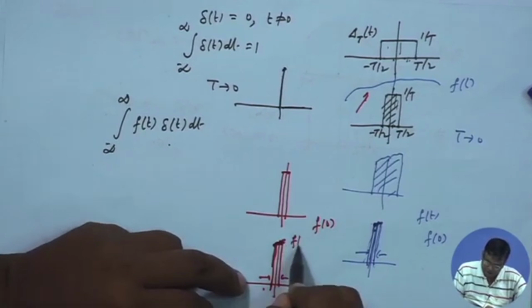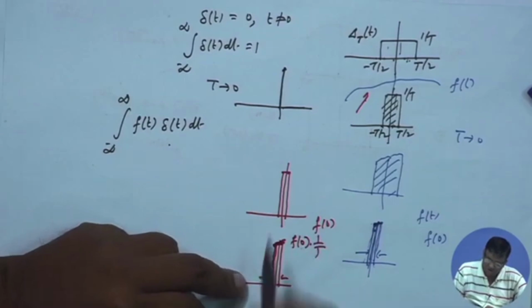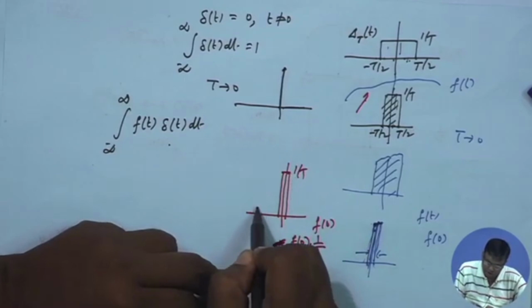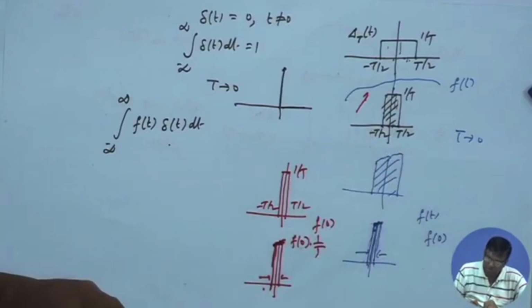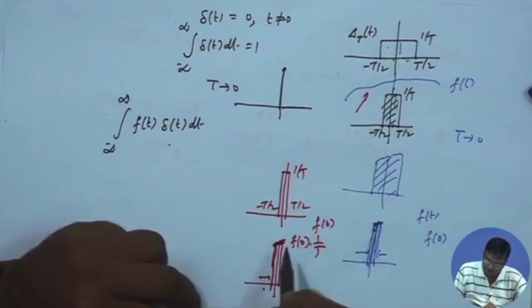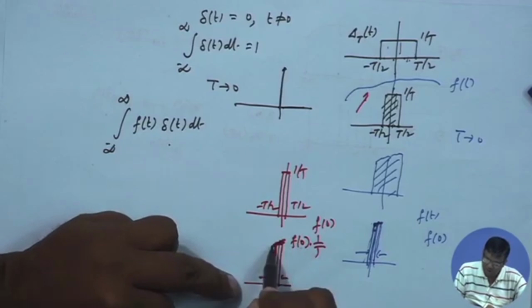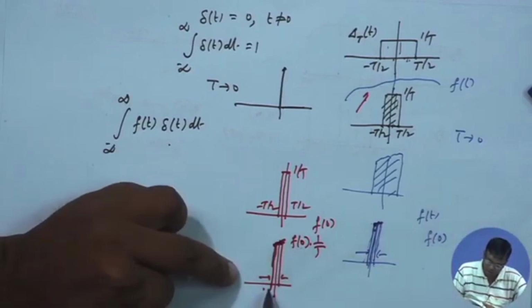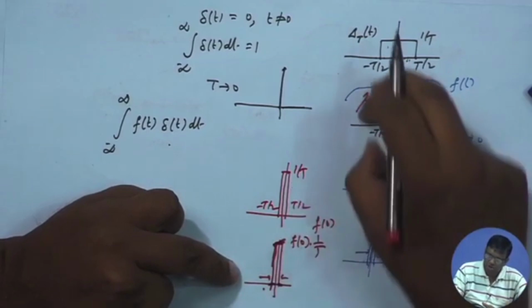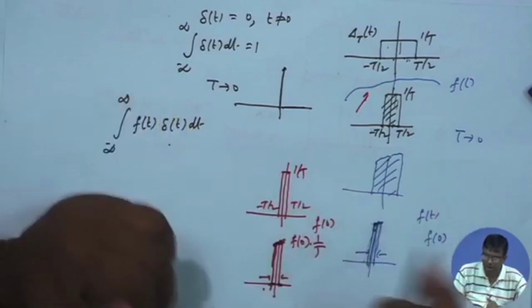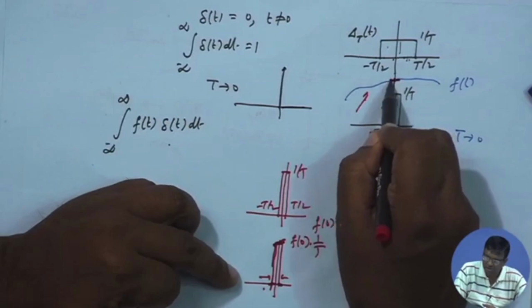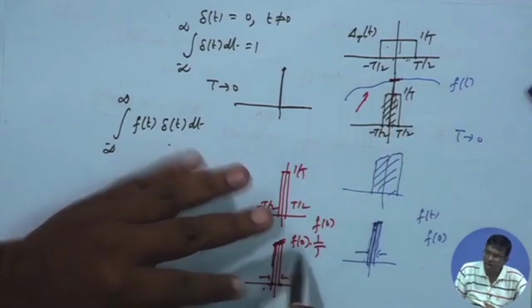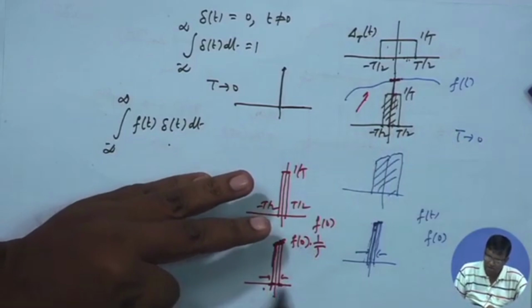Its height is f(0) into 1 by T, because the pulse height was 1 by T, and the width was from minus T by 2 to plus T by 2. That was the pulse. I am multiplying by f(t). So the new height will be approximately f(0) into 1 by T. That is, I am assuming that for all the points from minus T by 2 to T by 2, the function value does not change. It is a very slowly varying function; whatever value it has at the origin, it remains more or less that. So the height will be roughly f(0) into 1 by T, and the width is T.